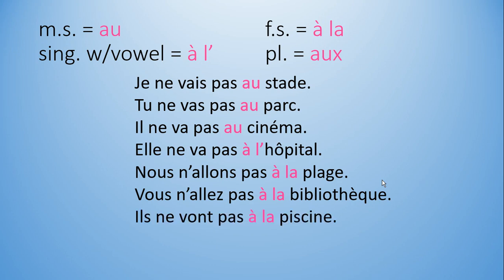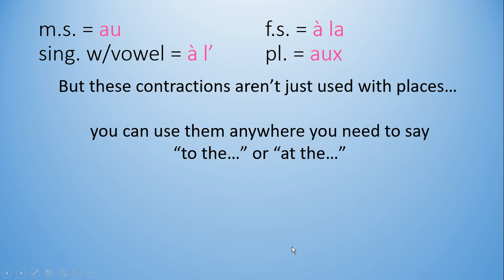Okay. Ils ne vont pas à la piscine. À la piscine, again, swimming pool is feminine. So again, one more, à la. And our last example, elles ne vont pas à l'hôtel, just like we did up here with hôpital. That à l'apostrophe is in effect because that H is a vowel. Okay, now the next one.